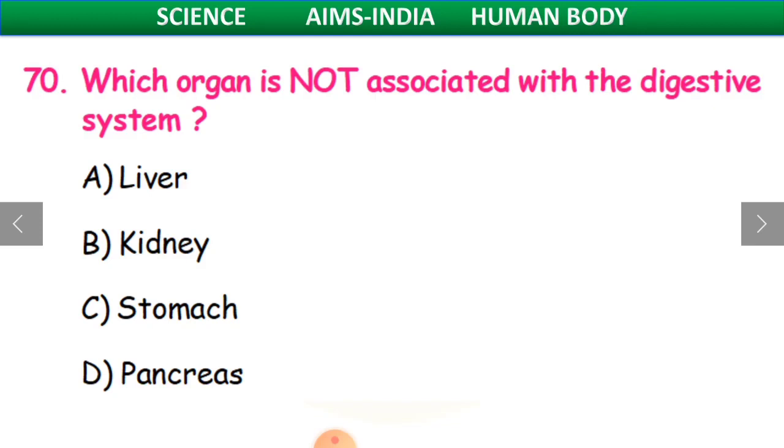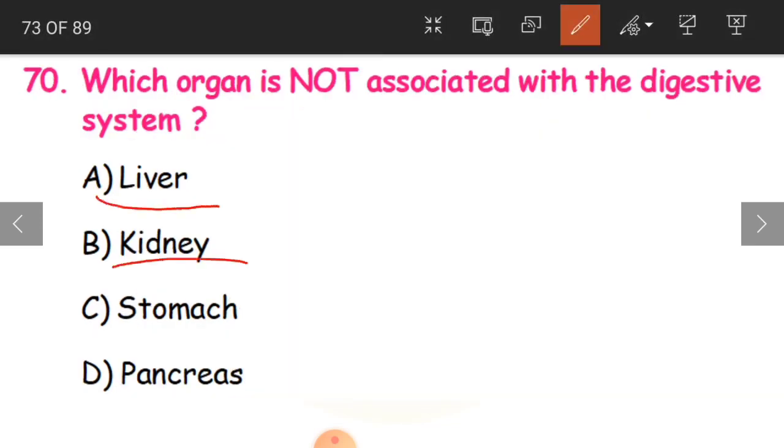Now, 70th question. Which organ is not associated with the digestive system? Associated in the sense which is not connected with the digestive system. Is it liver, kidney, stomach or pancreas? And the answer is kidney.